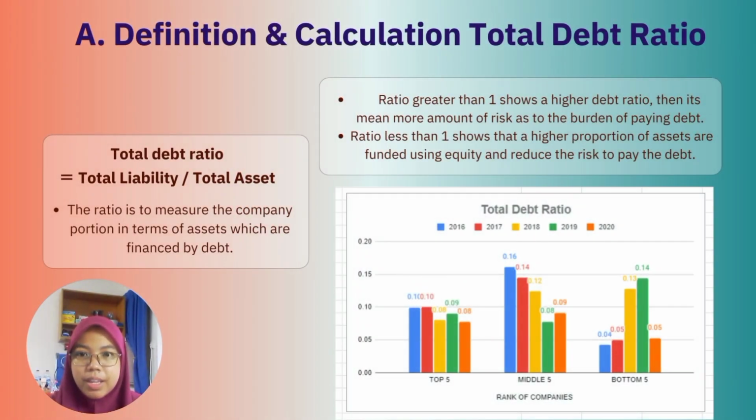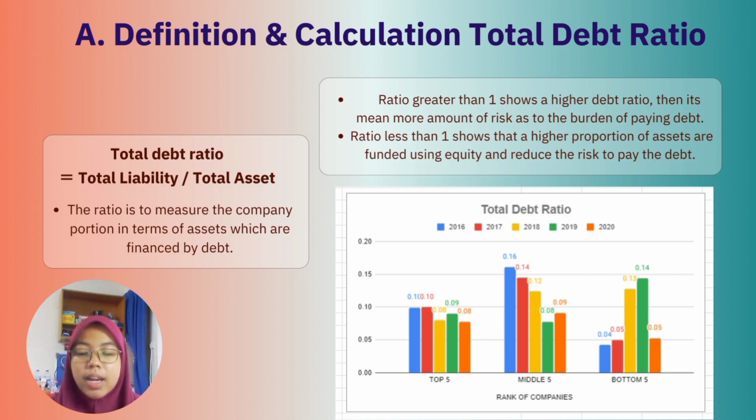Okay, first, total debt ratio. Total debt ratio is to measure the company's portion of assets which are financed by debt. How to calculate total debt ratio? Total debt ratio is equal to total liability over total asset. We can find this total liability and total asset in the annual report of whichever company we are analyzing. Total debt ratio indicates the amount of leverage in a company. The higher the ratio, the more leveraged the company is, and it shows that the company has more financial risk. Investors and creditors use the debt ratio to analyze the firm's financial burden in the form of debt and its ability to pay it off.